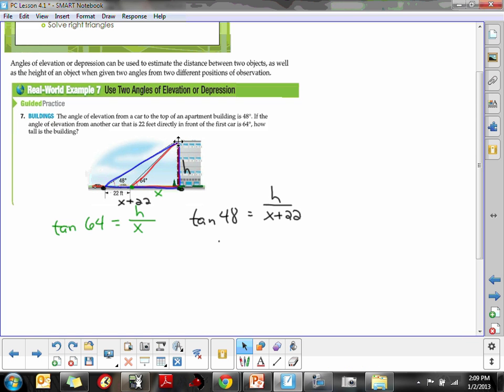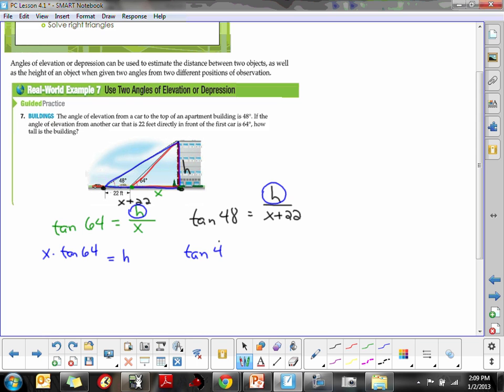Now, if we have two variables in two equations, we can solve these, but we want to be able to substitute in for one. So I'm going to solve this one for the height of the building. If we do that, we have h equals x times the tangent of 64. So this is what we can use for replacement value over here by substituting in for the height of the building, h. So the tangent of 48 has to equal x times tangent of 64 all over x plus 22.